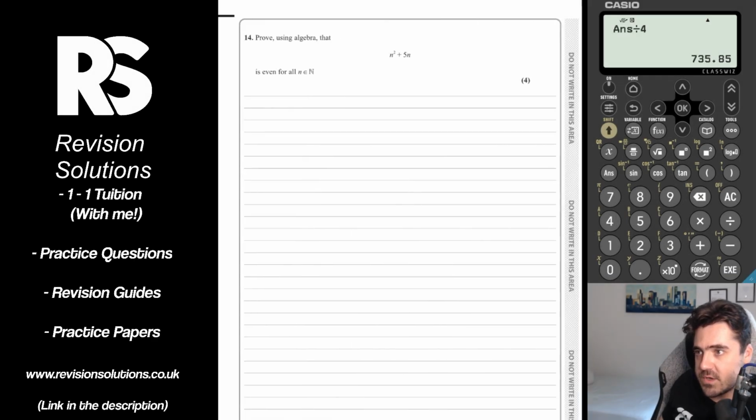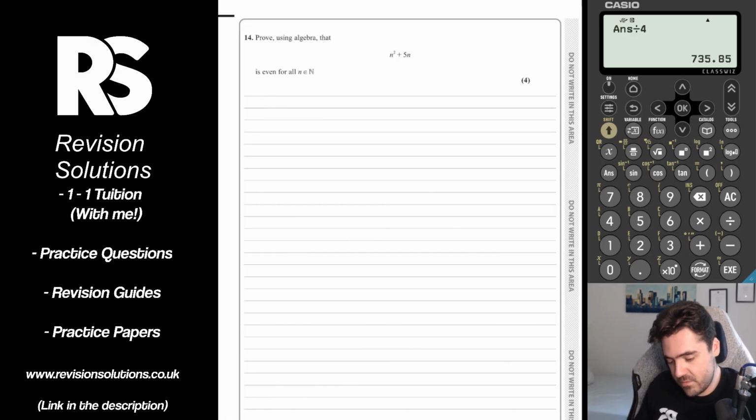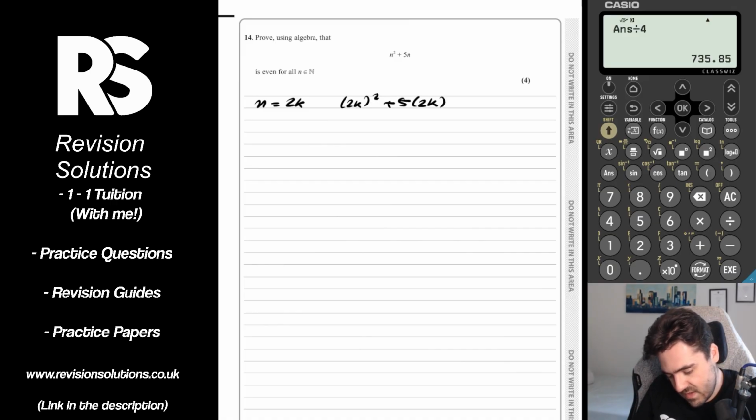Moving on to the last question. It says, prove using algebra that n squared plus 5n is even for all n elements of the natural numbers. So to prove it true for all the natural numbers, let's split the natural numbers up into the evens and the odds. So we can write the evens as multiples of 2. So let's say 2k. We plug that in, we'd have 2k all squared plus 5 lots of 2k. That's 4k squared plus 10k, which is clearly even because I can take out a factor of 2. So that's 2 lots of 2k squared plus 5k. So therefore even.